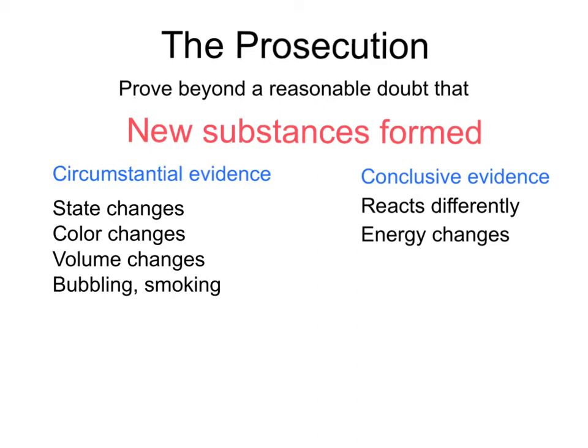There's what we call circumstantial evidence, which is evidence that could support the idea that a new substance formed, but it's not definite, it's not for sure, it's not conclusive. And then there's evidence that, if you really have good evidence that this happened, means a chemical change must have occurred. So look at the list, you've seen it before, and start thinking about this.